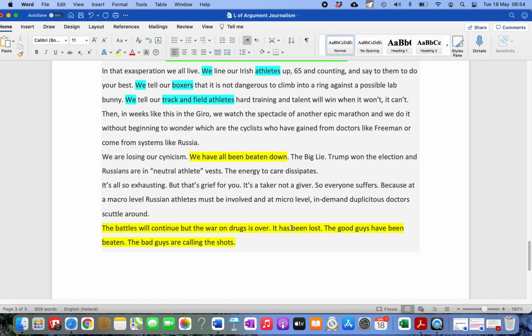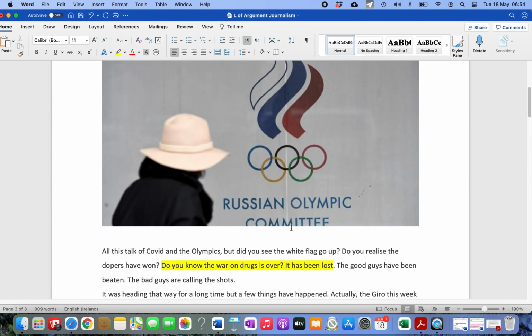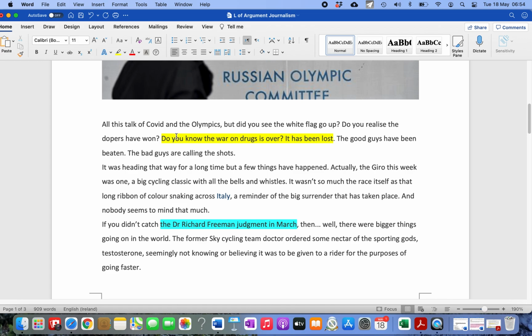And again, if you look at Watterson's piece, you'll see here, he says, all this talk of COVID and the Olympics, but did you see the white flag go up? Do you realise that dopers have won? Do you know the war on drugs is over? It has been lost. The good guys have been beaten. The bad guys are calling the shots. Now, what do you see there? Very direct language. What's the writer doing? Speaking directly to the reader.